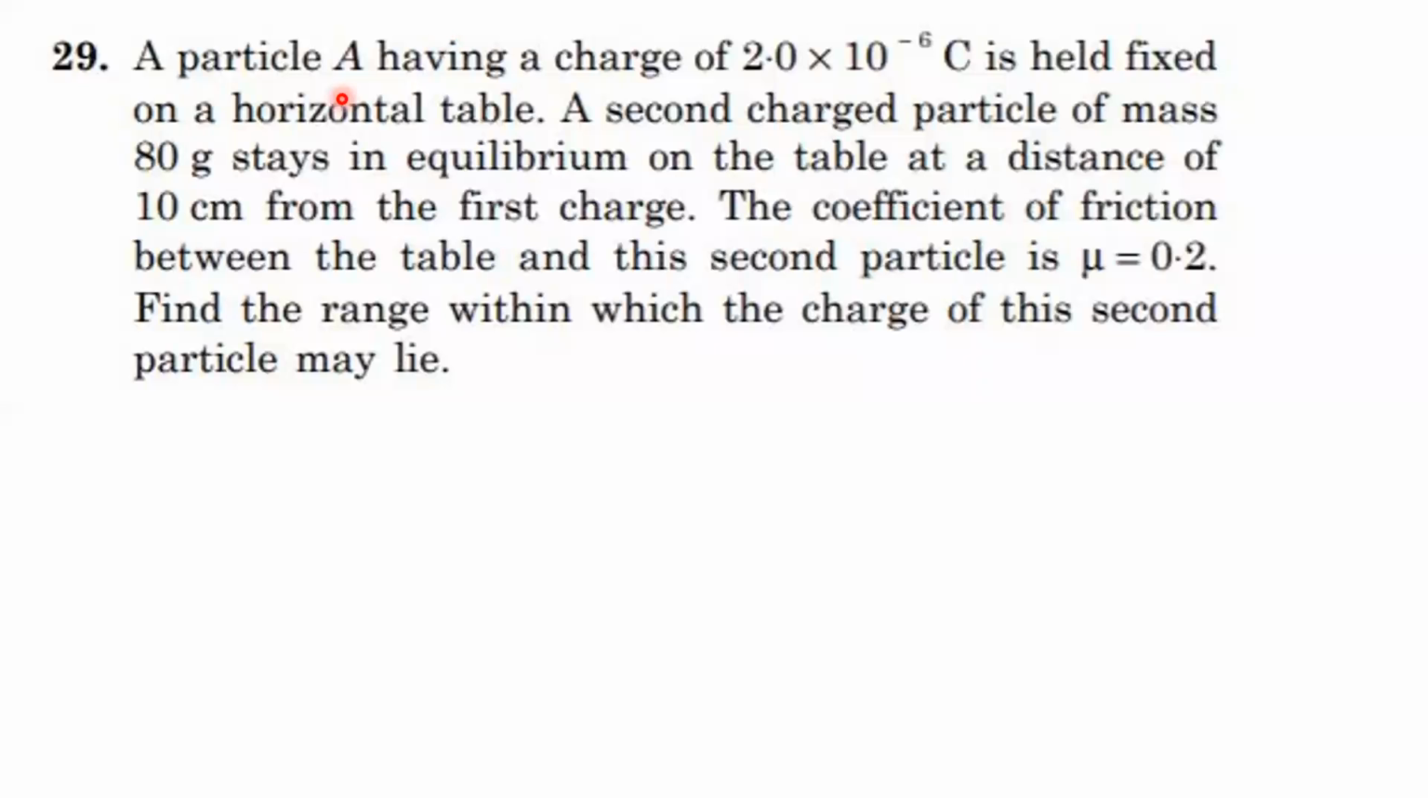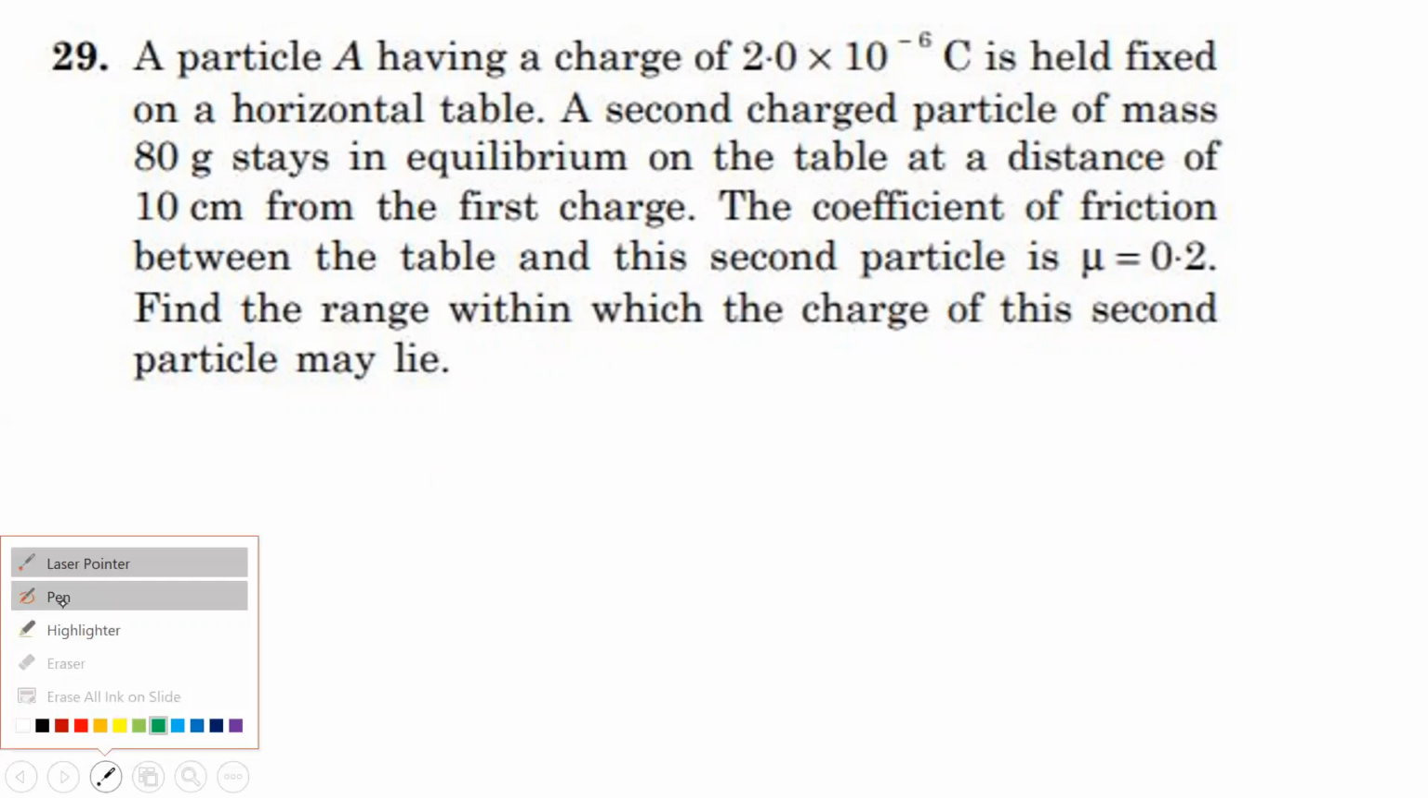A particle A having a charge of 2 into 10 power minus 6 coulomb is held fixed on a horizontal table. A second charged particle of mass 80 gram stays in equilibrium on the table at a distance of 10 centimeter from the first charge. The coefficient of friction between the table and this second particle is mu equal to 0.2. Find the range within which the charge of this second particle may lie.